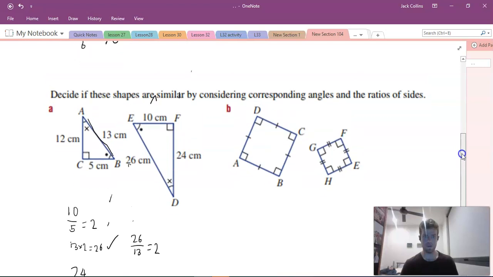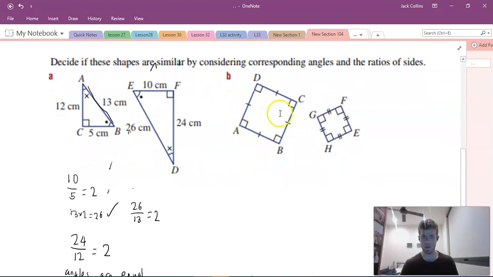All right, if we look at this one here, we can see that all angles in here are equal and all angles here are equal. And we can't actually see whether the sides are in ratio.